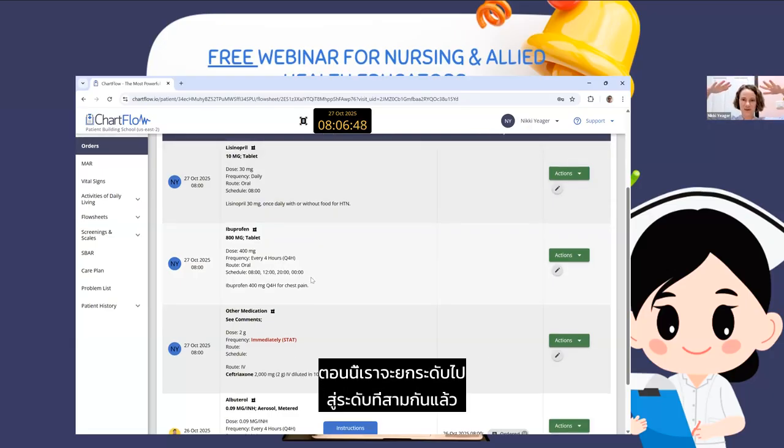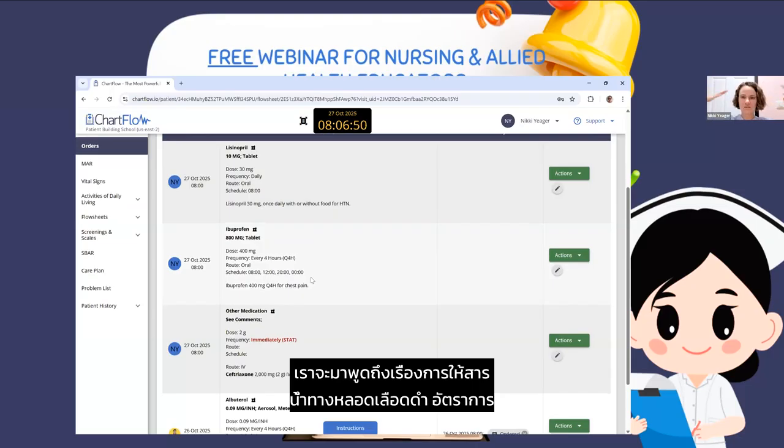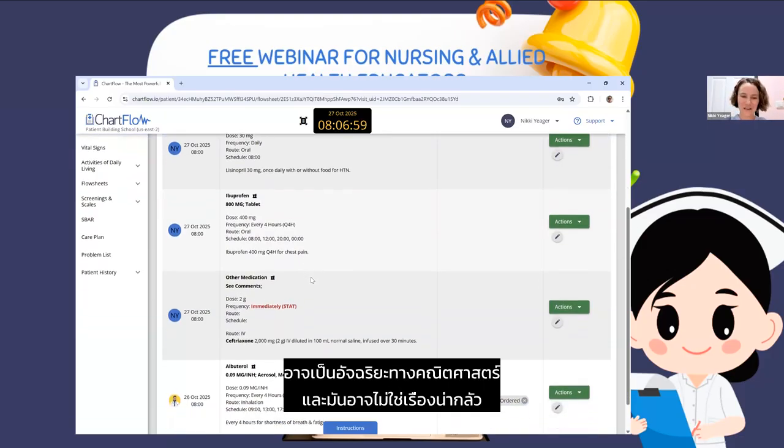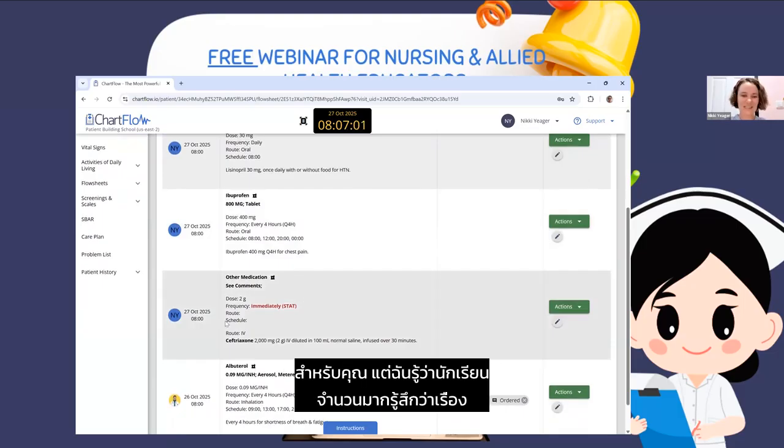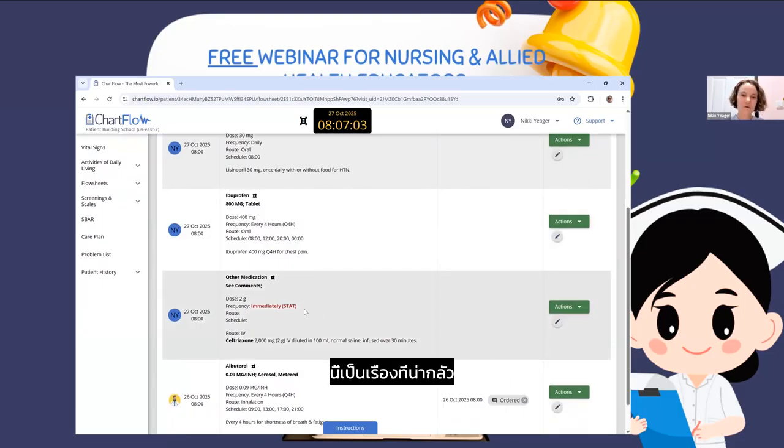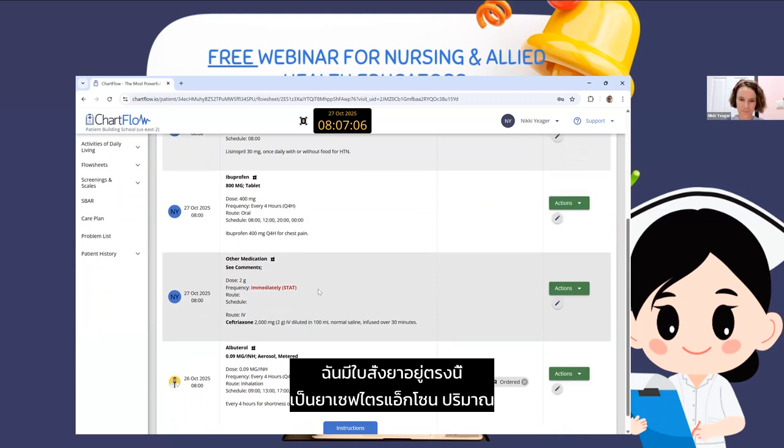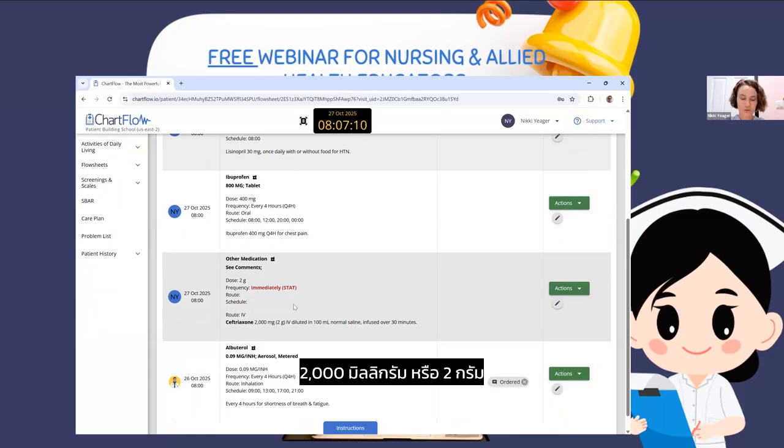Now we're going to take it to level 3. We're going to talk about IVs, drip rates, the scary stuff, at least for some students. You might be a math whiz and your students might be math whizzes, and it's not scary for you, but I do know a lot of students find this intimidating. So I have an order in here, and it is for ceftriaxone, 2,000 milligrams or 2 grams.